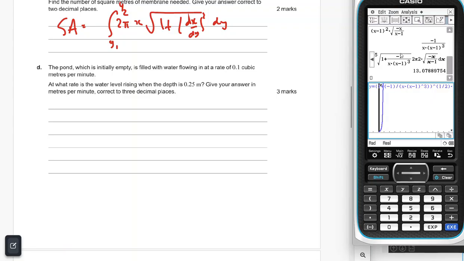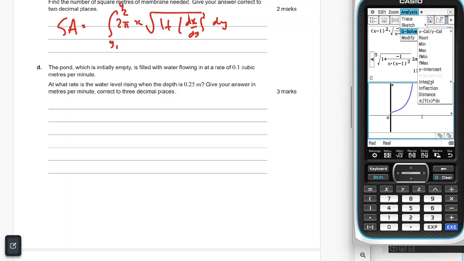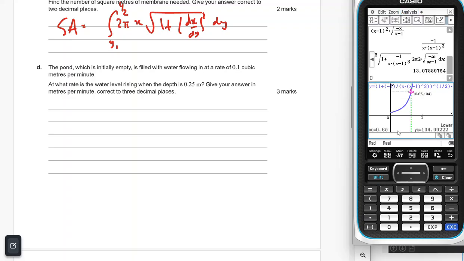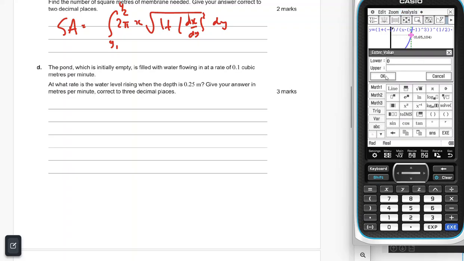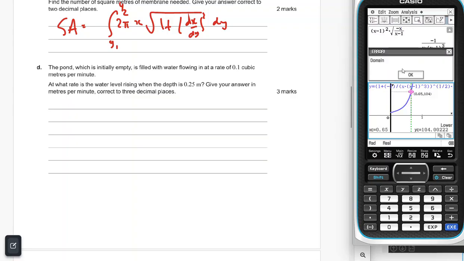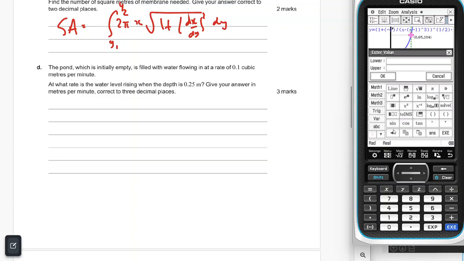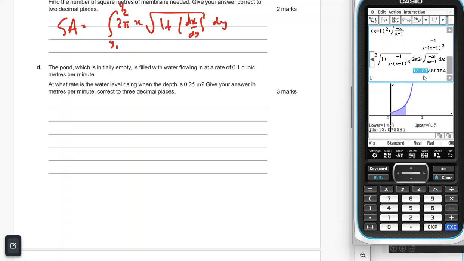Zoom auto, there it is. So analysis, G-solve, integral, and I will choose my integral from 0 to 0.5, and I've got a domain issue. Well, I can see that it equals 0.5 there, so I might go 0.0000001 to 0.5, and that gave me the same answer.